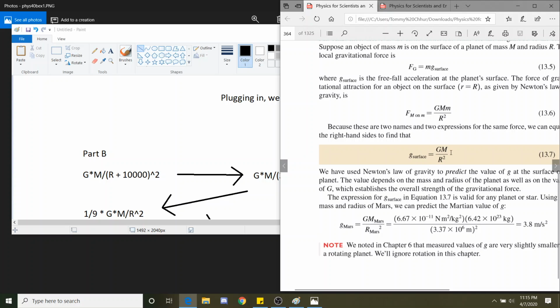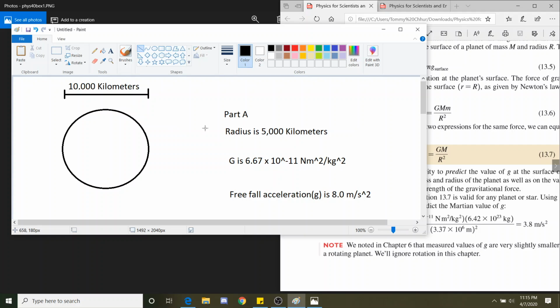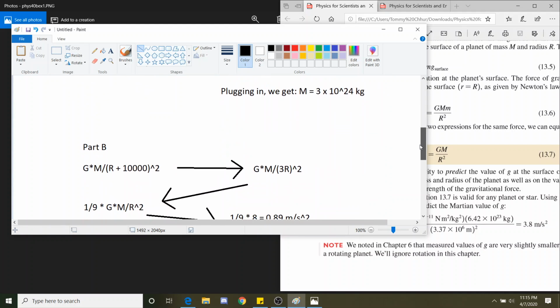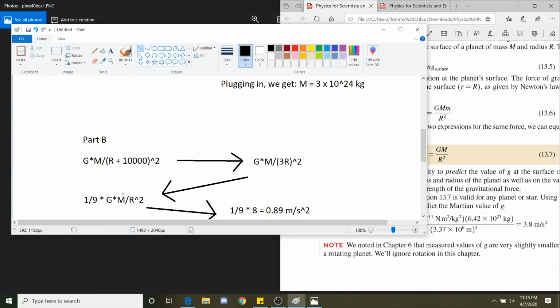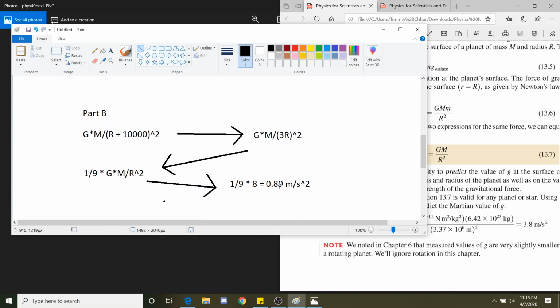So this is given to us, and it's 8 meters per second squared. If we just plug that in instead of this, we can get 0.89 meters per second squared, which is just 8 times the 9th.